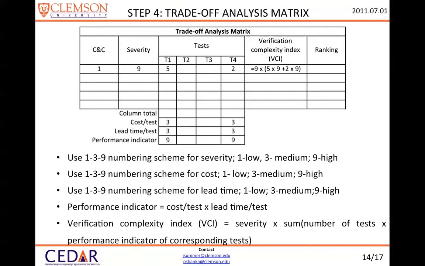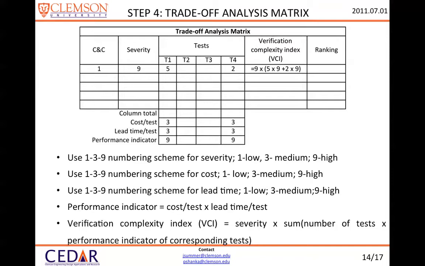Let's compute the VCI and the performance indicator in this slide. Performance indicator is the product of cost per test and lead time per test. It is called so because the two parameters that affect the performance of the company are cost and product delivery lead time. So that is why it is called the performance indicator.